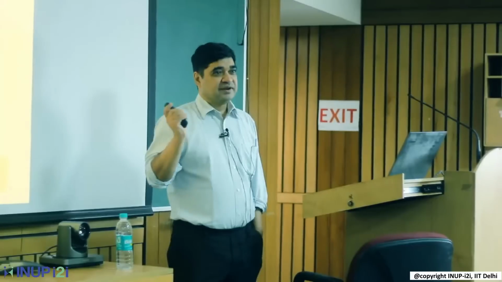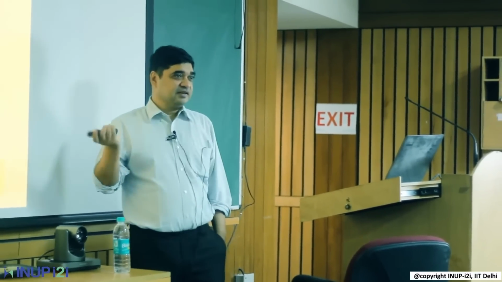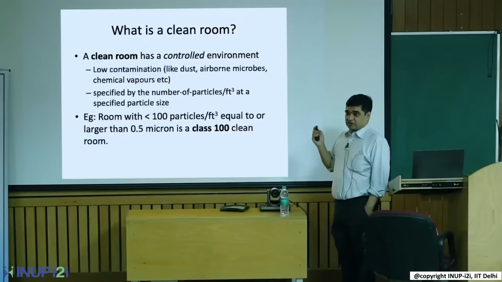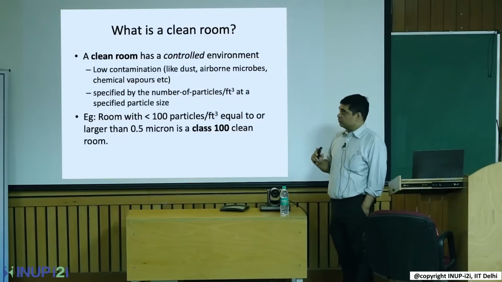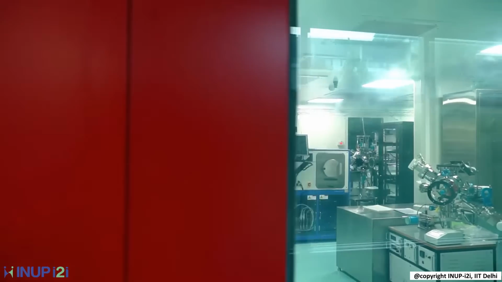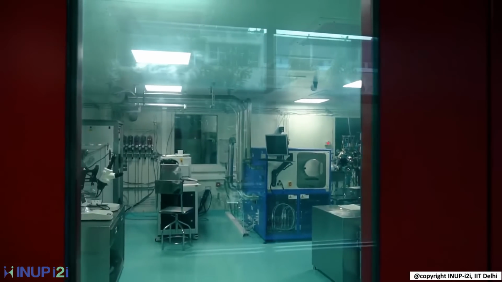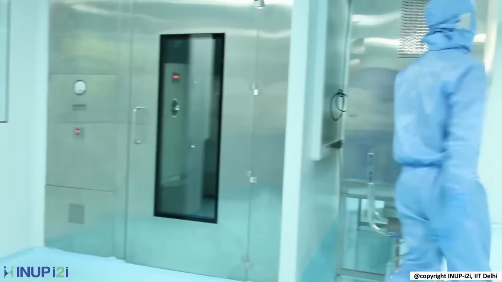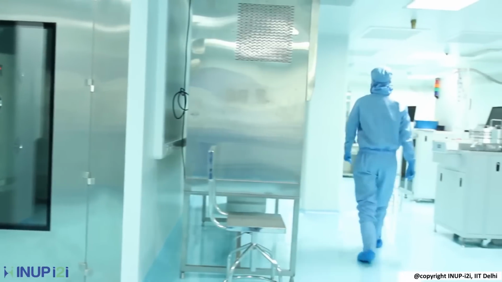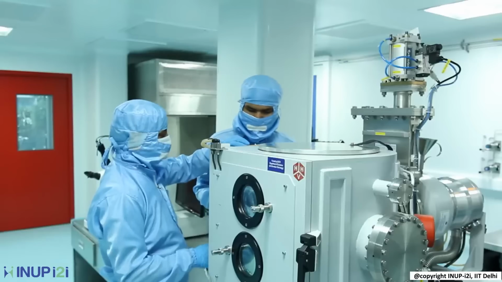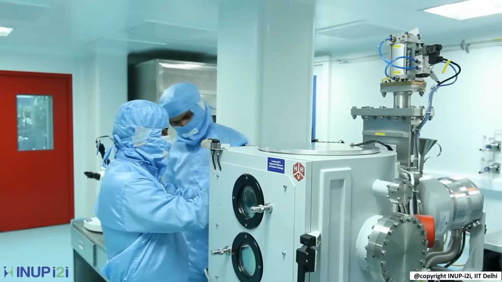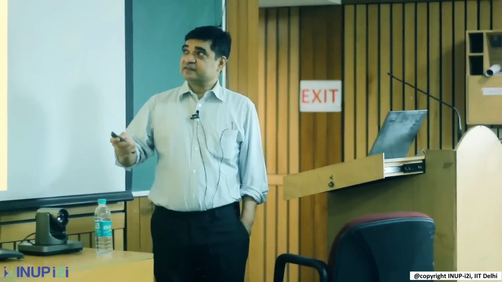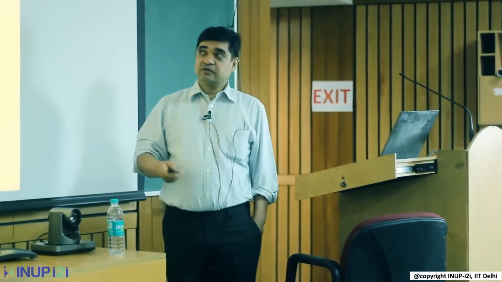Typically clean rooms are seen in pharmaceutical manufacturing and semiconductor manufacturing. There are slight differences between the two, but the idea is to have a very low contamination environment. So a clean room is a controlled environment which has low contamination: a very small number of dust particles, airborne particles, chemical vapor, etc. So it's not just dust, all these things are also very critical.